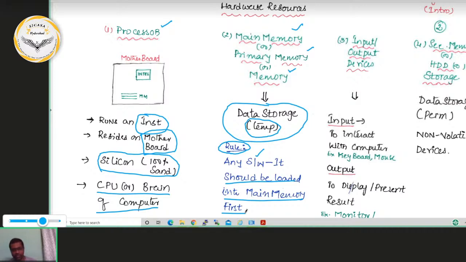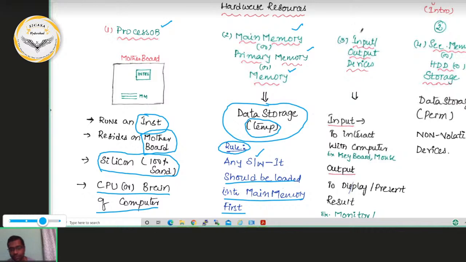You take any software, whether a system software or an application software. Even for system software, when you switch on the desktop, what exactly do you see? On the screen it says loading. What exactly does it load? It loads the operating system into main memory. So let it be a system software or an application software, first the software has to be loaded into main memory. Then only the processor will start executing the instructions. This rule is very, very important.